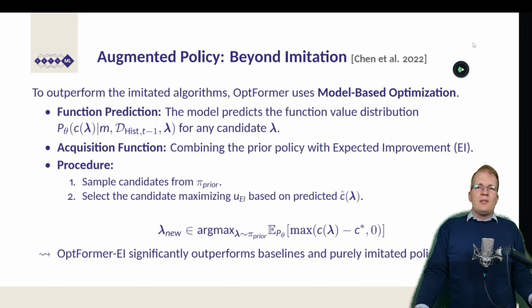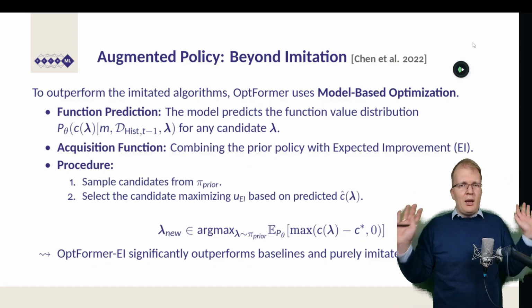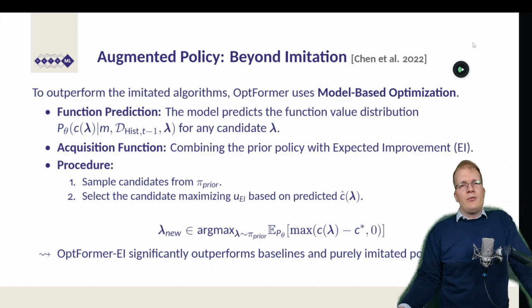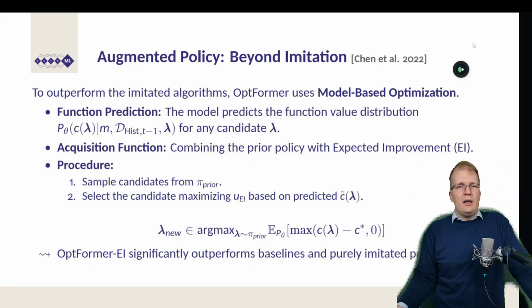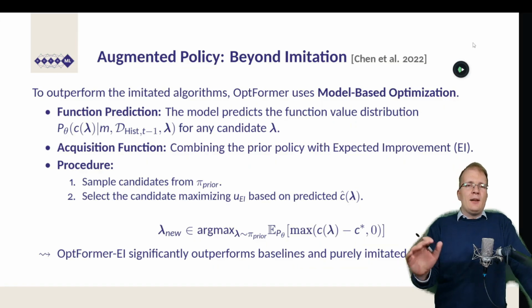The important thing is we would like to nevertheless outperform the imitated algorithms, right? We not only want to imitate them. It would save us maybe a bit of overhead. For example, we would not need to optimize the acquisition functions of BO algorithms, but we would like to go even beyond that.